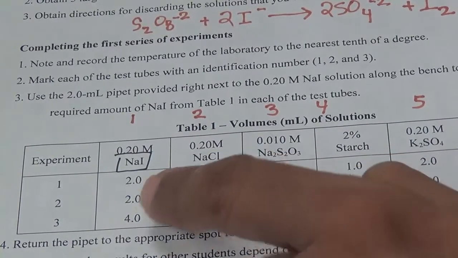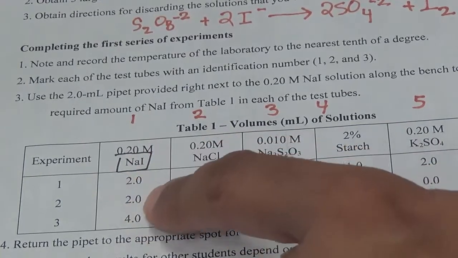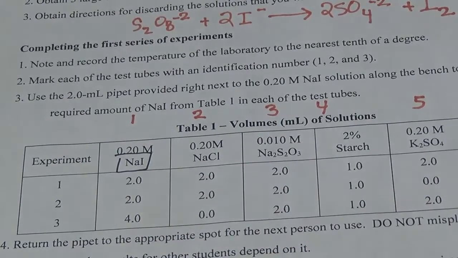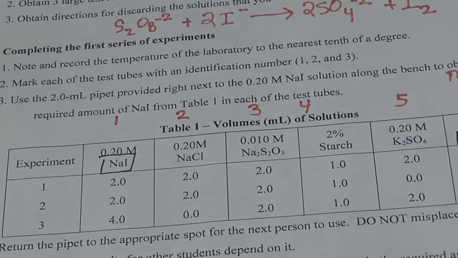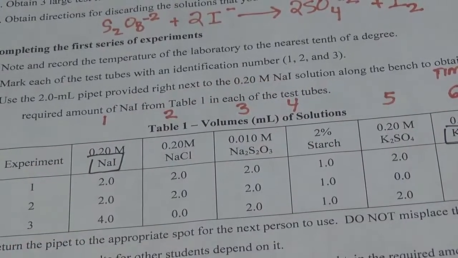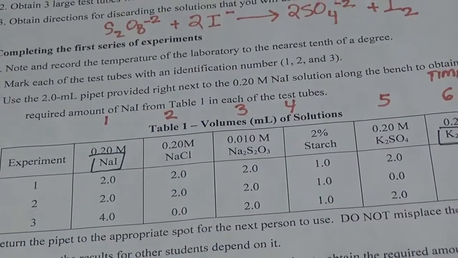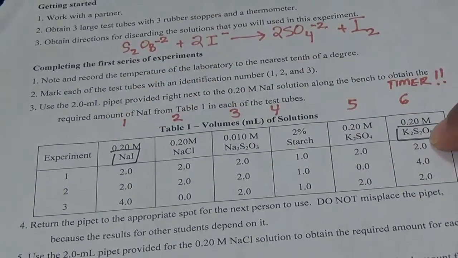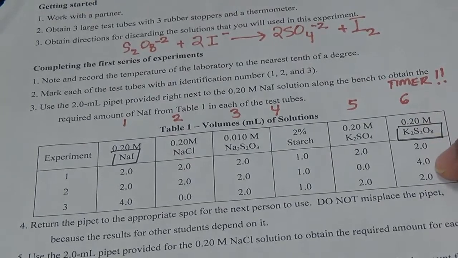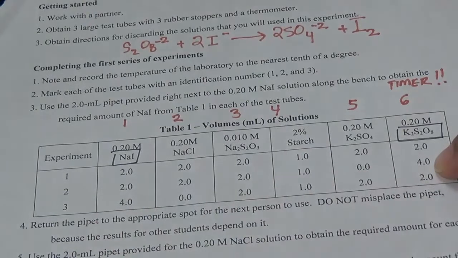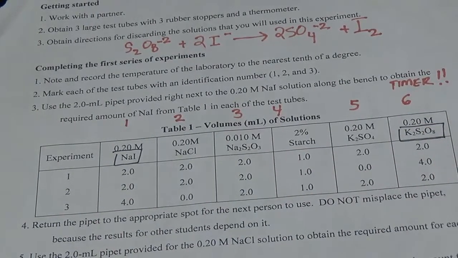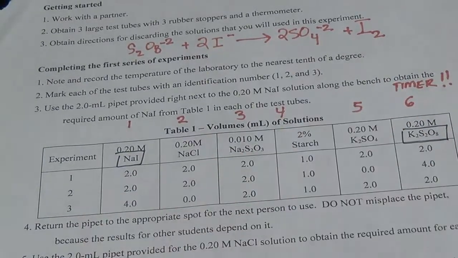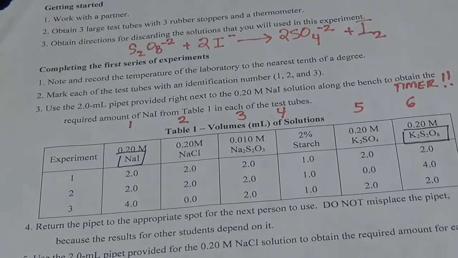Now comparing 1 and 2. In experiment 2, we're keeping one of the reactants the same, the I minus reactant, but we're doubling the volume of the S2O8 minus 2 reactant. Now let's compare experiment 1 and 3. In experiment 1, we keep the same volume, but in experiment 3, we're keeping that the same but doubling the other. So in essence, between 1, 2, and 3, we keep one reactant constant and double the other reactant. Experiment 4 you'll be doing at 35 degrees C.